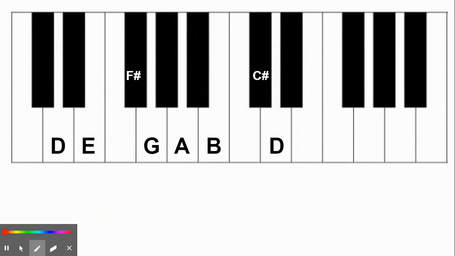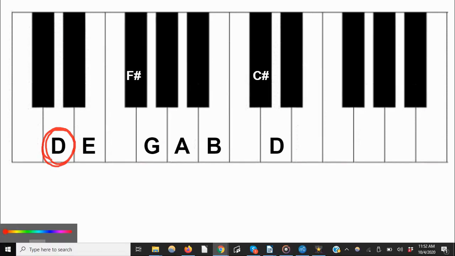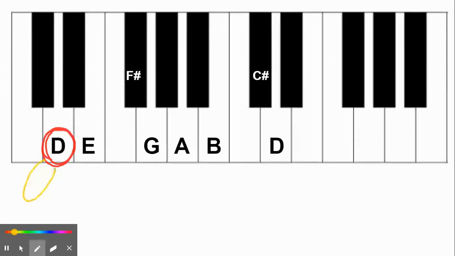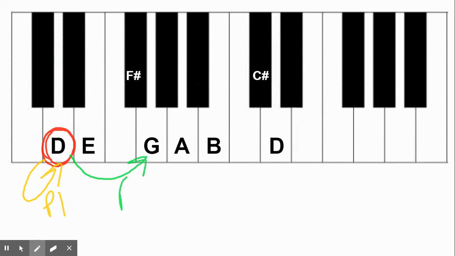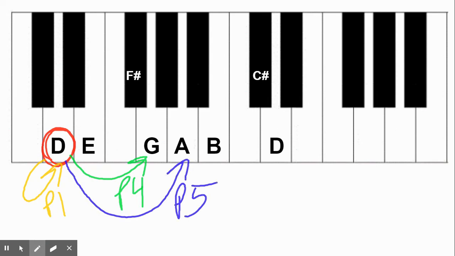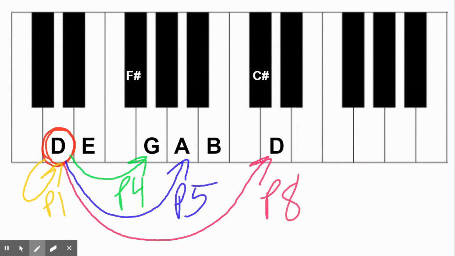If we look at a D scale, D is our root. So moving from D to D itself is a perfect unison. Moving from D, E, F, G, a fourth, is a perfect fourth. Moving from D to A is a perfect fifth. And moving from D to the upper D is a perfect octave.